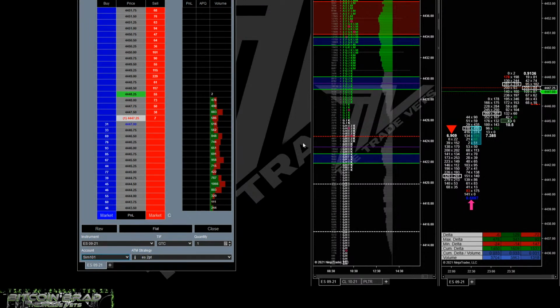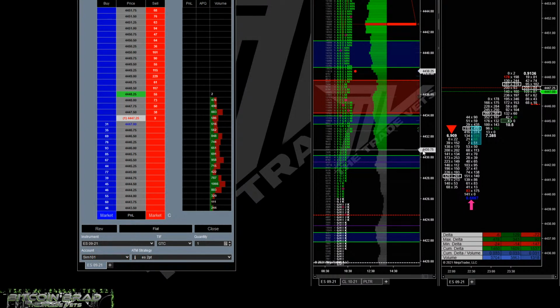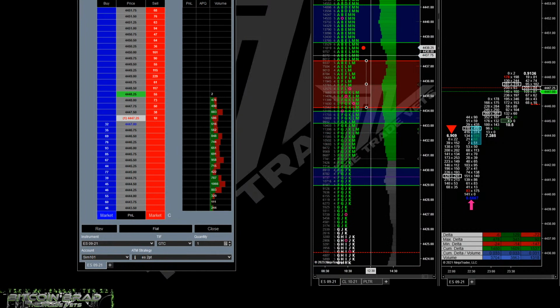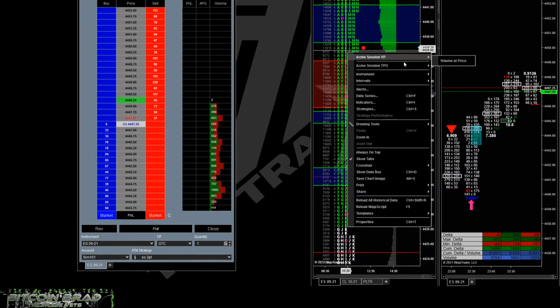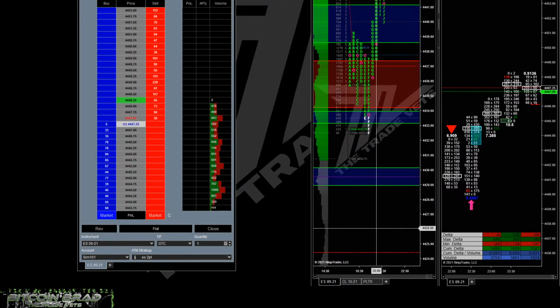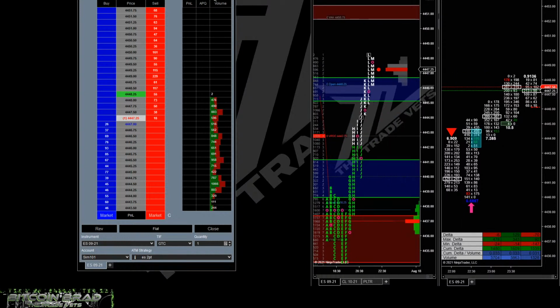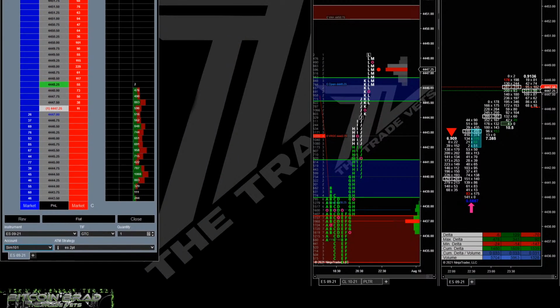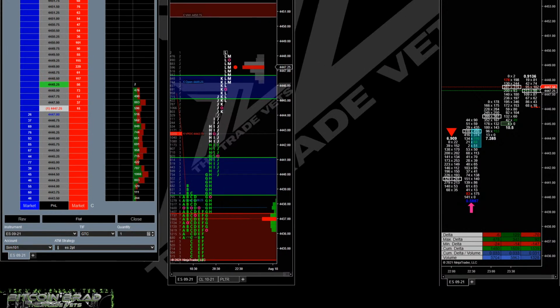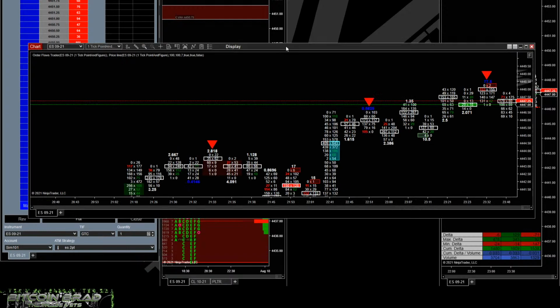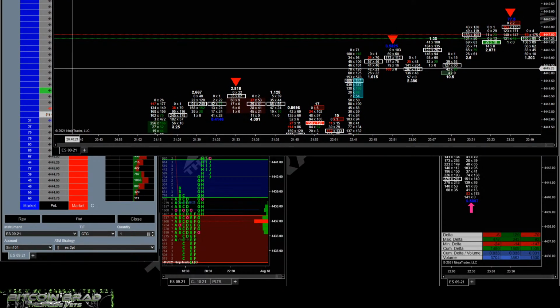That way we're not making any bad trades. Right there. Okay. Let me give you a little bit of insight on what my other screen is looking like. It's looking like this.